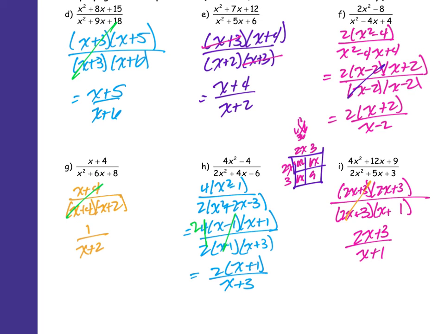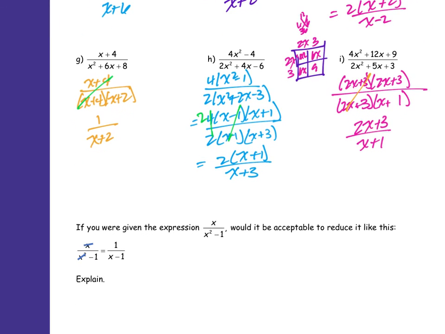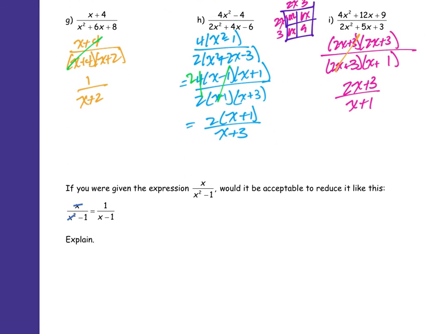So on the ones you missed, I hope you understand what happened and what went wrong. So there's one more question below. I'll slide back up in a minute so you guys can look at these again. But there's one more question that says, if you were given the expression x over x squared minus 1, would it be acceptable to reduce it like this? X over x squared minus 1 equals 1 over x minus 1. Explain.